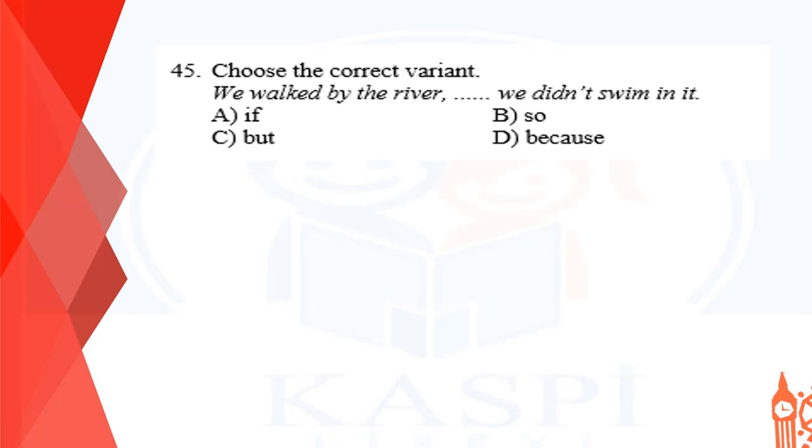Let's read the sentence. We walked by the river, comma. We didn't swim in it. As you see, the first sentence is positive and the next one is negative, and there is a comma. So we have to use but, because there are two opposite ideas. The first part of the sentence is in the positive and the next one is in the negative.